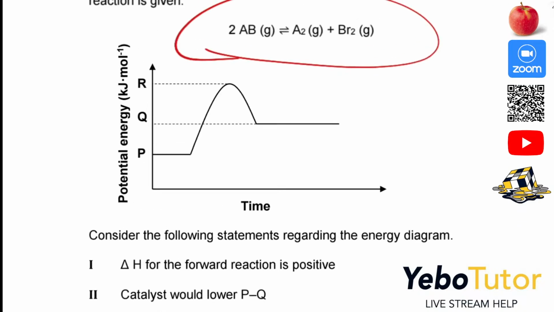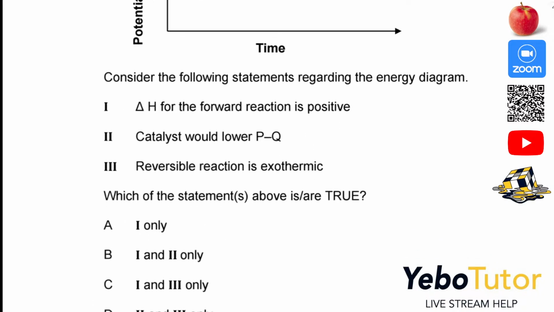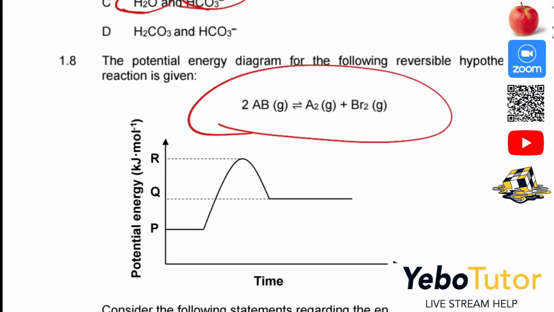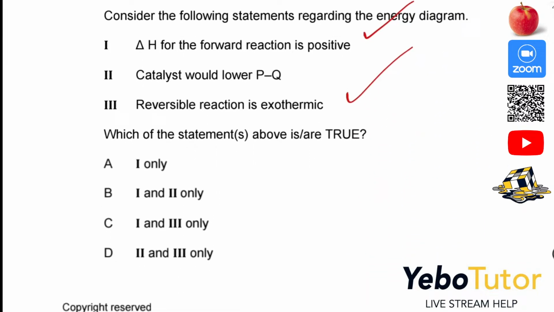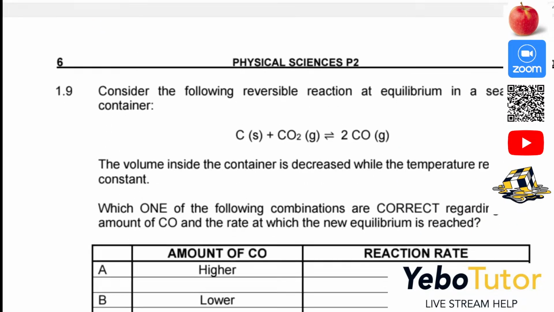Definitely, guys, we can see something which is very easy. Here we can see that our answer definitely will be that this is for the forward direction. That's true. And also the reversible reaction is exothermic, as you can see. All right, that's quite straightforward. So the answer here will be C. All right, now going forward, we can now proceed to 1.9.